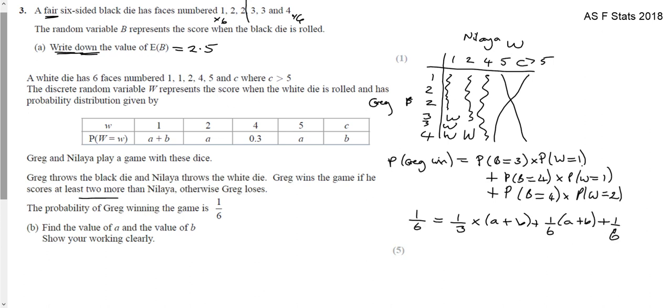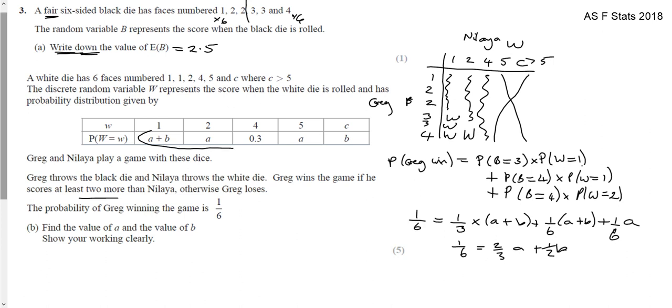Look at the table, white getting 2, that's A. So we've got an equation here, and then you can simplify that and get 1/6 is 2/3 A plus a half B. And then you might notice we have a problem because I've got 2 unknowns in one equation, so I need to think of another equation.